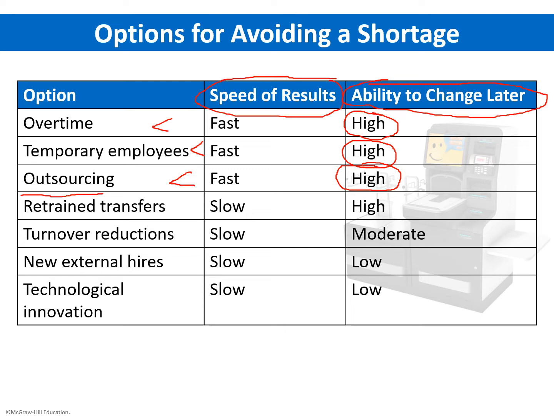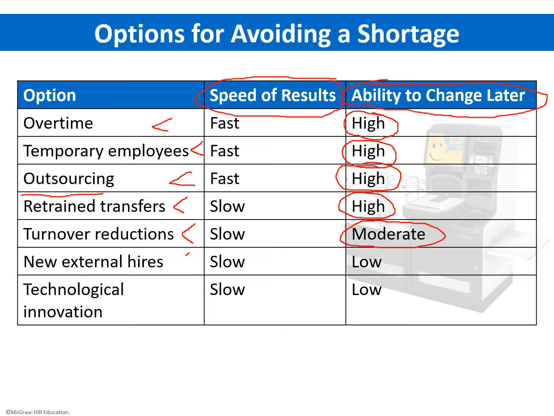Now, if we have a little more time on our hands, we can use retrain transfers. That's going to be a little bit slower because we have to train employees in other areas. We do still have the ability to change later when we do this because these are employees who are now trained on a variety of different positions, so we can transfer them again if we need to later on. We can count on turnover reductions, basically trying to retain more people. Again, that's going to be slow. Our ability to change is a little bit less here, because what we've essentially done is kept employees who would have left. However, we can allow people to continue leaving if we start to trend towards having a surplus.